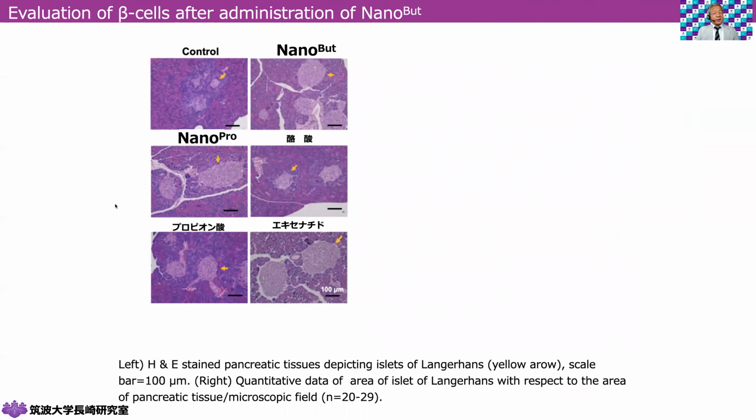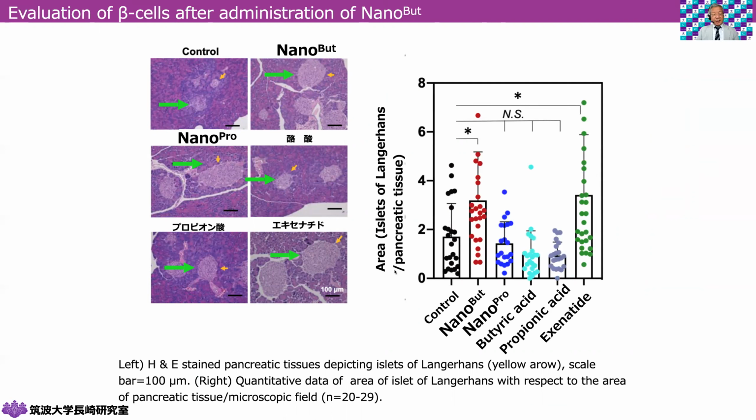So this is the beta cell Langerhans island. Due to the damage by diabetes, the size of Langerhans island decreased. So we confirm the size of Langerhans like this. As compared to diabetes mouse, nanobutyric acid and exenatide keep the large Langerhans island like this, which is also evidence that they suppress damage of diabetes.